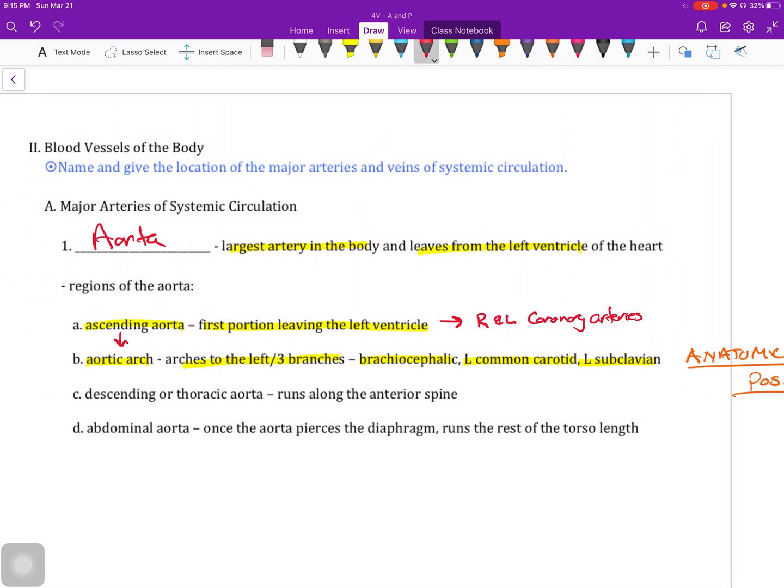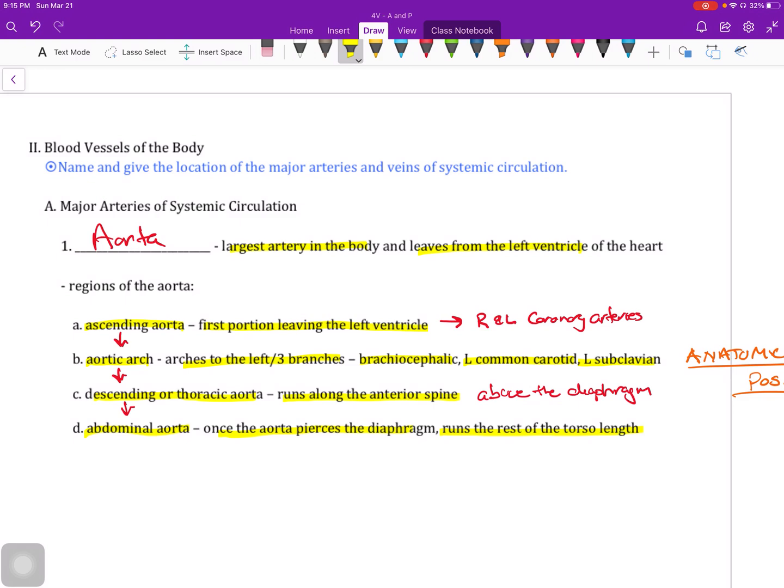Then you have the descending aorta when it branches over the ascending, or thoracic aorta, that runs along the anterior spine above the diaphragm. All right, and then it becomes the abdominal aorta once it pierces the diaphragm, and then it runs the rest of the torso length, and it has branches off of it.